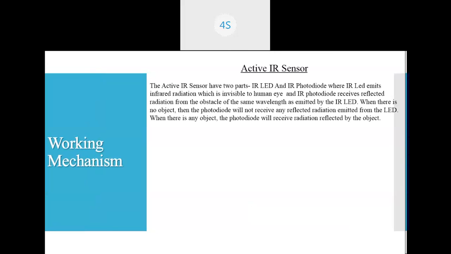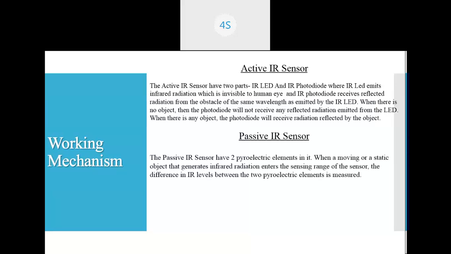So here is the mechanism. The active IR sensor has two parts, the IR LED and the IR photodiode. The IR LED emits the IR, which is invisible to the human eye, and the IR photodiode receives the radiation reflected from the obstacle, which is of the same wavelength as emitted by the IR LED. When there is no object, the photodiode will not receive any reflected radiation emitted by the LED. If there's an object, then the photodiode will receive the radiation.